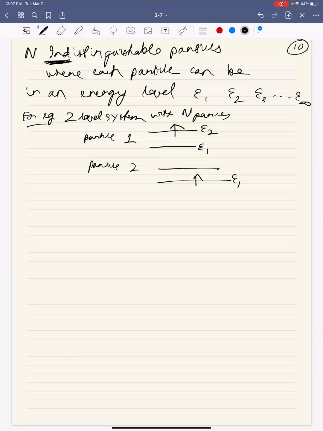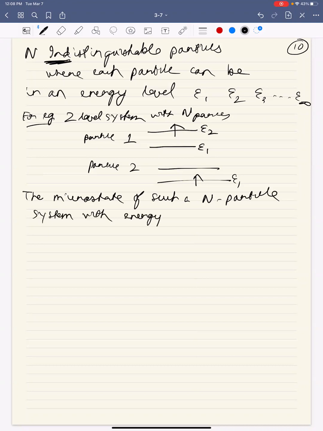So the microstate of such an n particle system with energy levels epsilon 1, epsilon 2, epsilon infinity, n, and it's very, very important to note here, n indistinguishable particles. If they were distinguishable, what I'm going to do next will not work. It's only for indistinguishable.